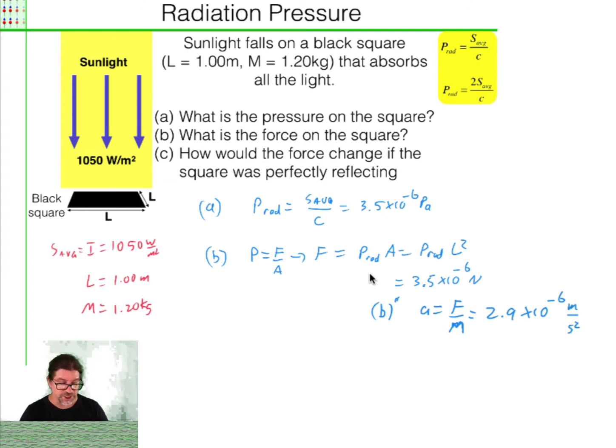What would the force change if the square was perfectly reflecting? Well, if it was perfectly reflecting instead of absorbing, then it would be twice the pressure, which means twice the force. So the force in this case would just be twice what we got before, so about 7.0 times 10 to the minus 6 newtons. So it would be about twice as much.